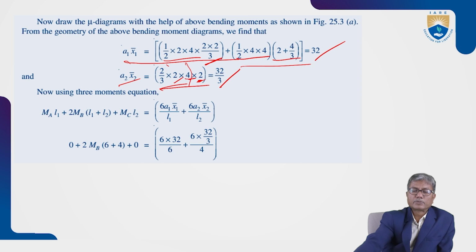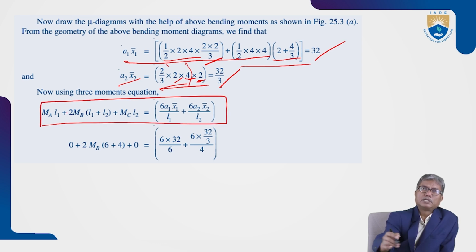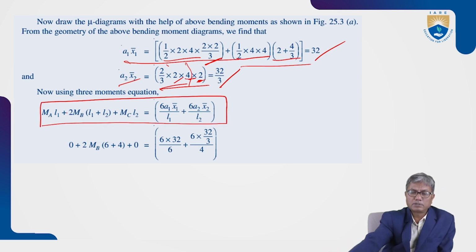Now you apply Clapeyron's theorem of three moments for spans AB and BC. With constant EI, the equation is in this form: MA L1 plus 2MB (L1 plus L2) plus MC L2 equals minus 6 times (A1 x1 bar by L1 plus A2 x2 bar by L2).